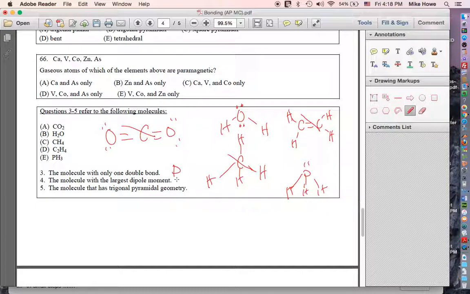So that is B. And then the last one, the trigonal pyramidal, that'd be the PH3, because it's a pyramid, with that pair of electrons forcing it down into a pyramid. So that would be E.